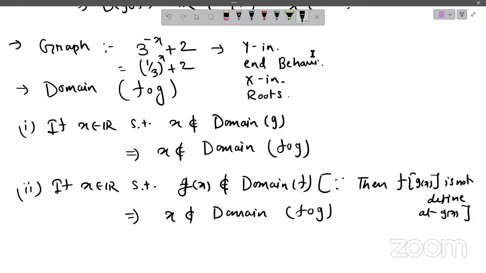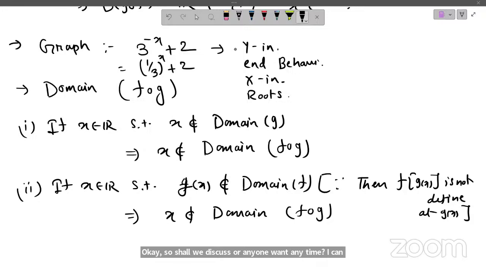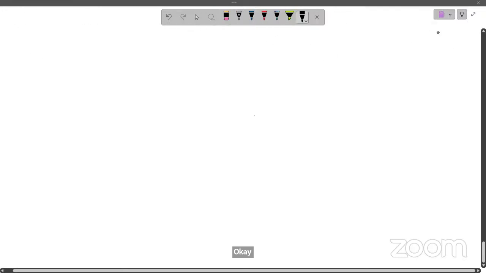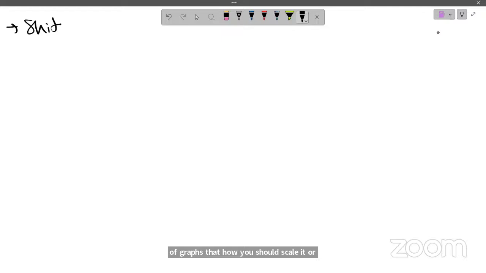Okay, so shall we discuss, or does anyone want more time? I can give 5 minutes more. If someone wants, we can discuss more. Okay. So before this question, I will just tell you some scaling and shifting of graphs. You probably know this, so I'm refreshing it.